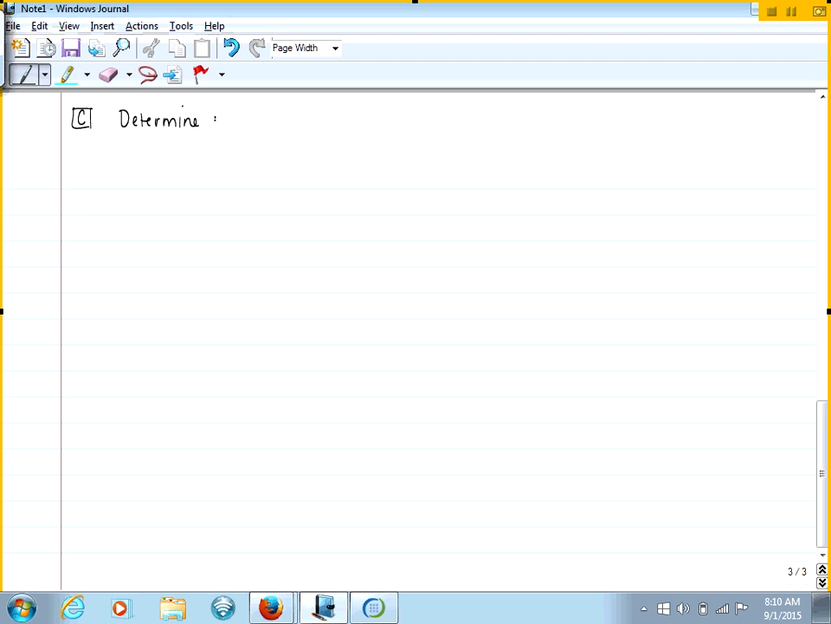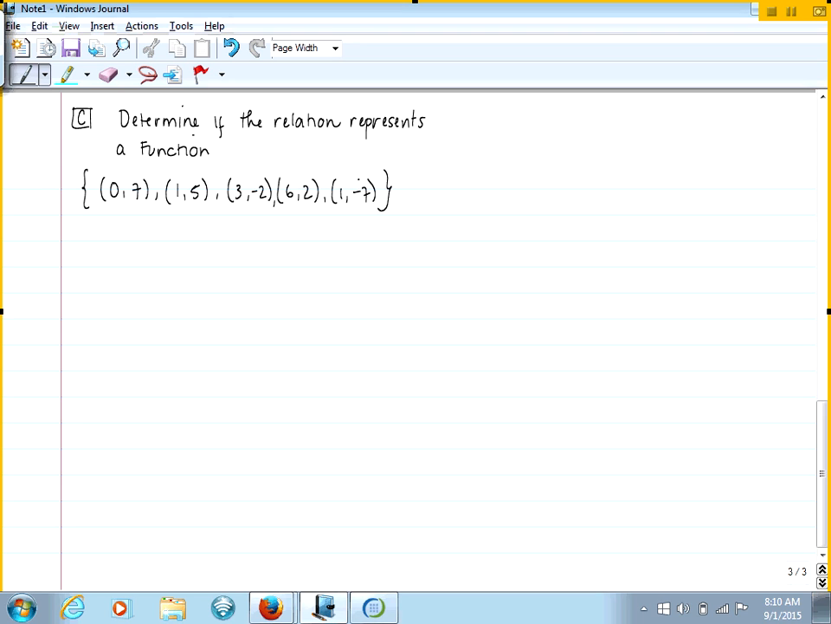Determine, we did this also, if the relation represents a function. So I'm going to list a few ordered pairs, well actually one ordered pair: (0, 7), (1, 5), (3, -2), (6, 2), (1, -7).